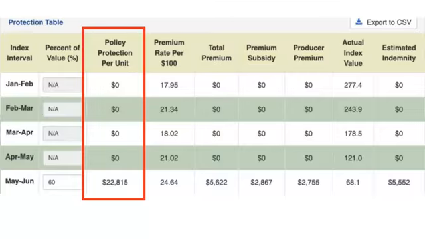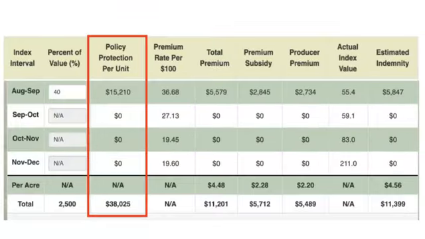In the May-June interval, it was $22,815. And in the August-September interval, it was $15,210. Because May-June received 60% of the coverage allocation, it receives a larger share of the total protection. Together, they equal $38,025 in total protection.